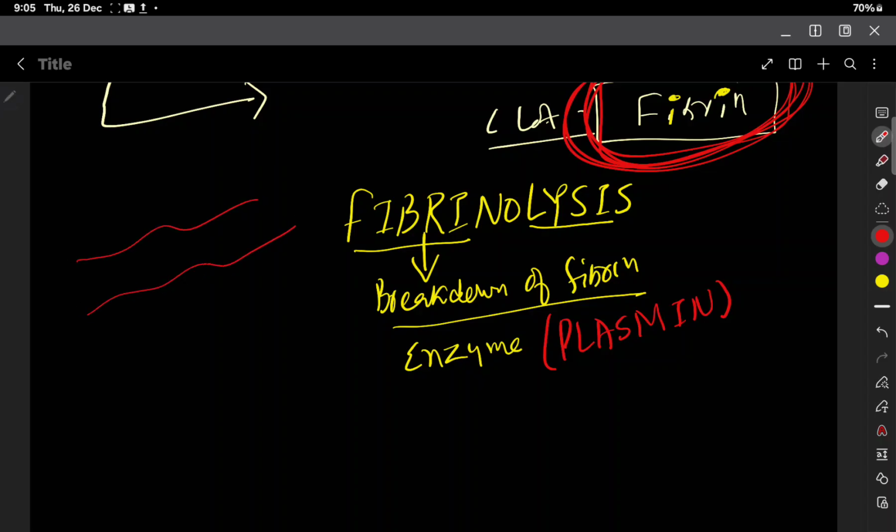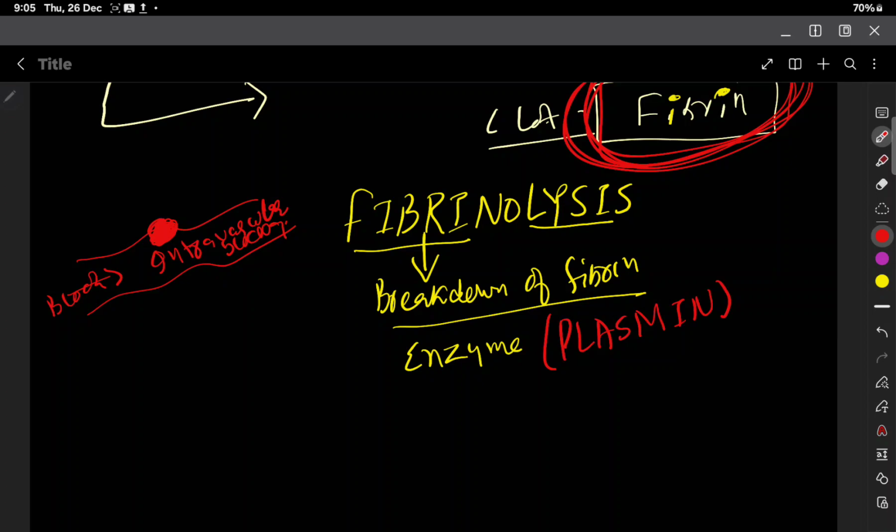For example, this is the vessel. This vessel was injured by any of the reasons. Now, by the process of coagulation, a clot has been formed here. The bleeding has already stopped and the clot has been formed, fibrin forms the clot. If this clot is not removed from the body, then after some period of time it can cause intravascular blocking. So the vessel can be blocked if this clot stays in the vessel.